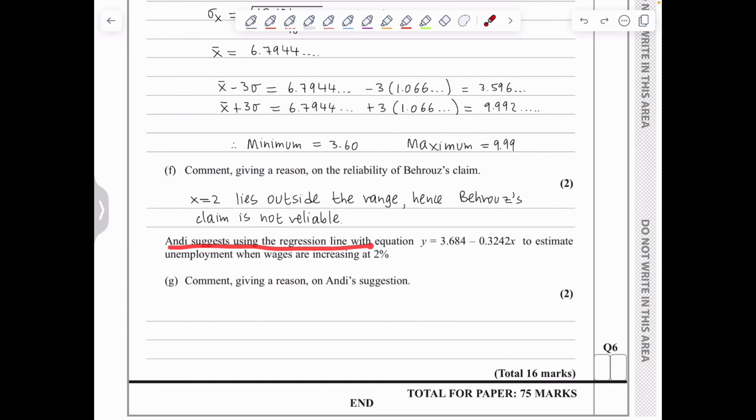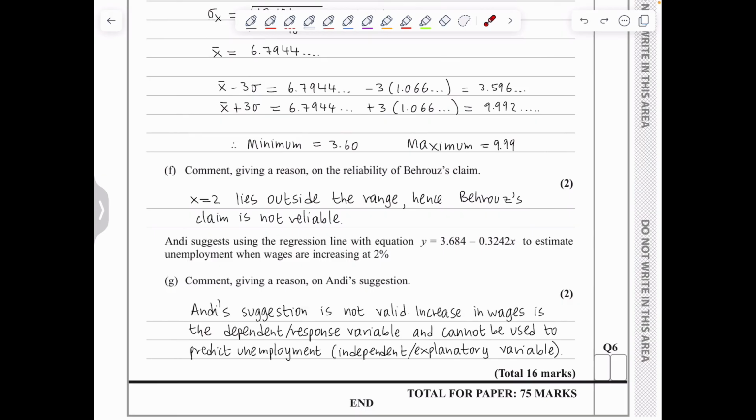Then Andy suggests that we use the same regression line to estimate unemployment when wages are increasing at 2%. Well, this given regression line can be used to estimate y when we know x. x is the independent, the explanatory variable. This is the unemployment in this case. And y is the dependent or response variable. And we always use the independent to predict, to forecast the dependent and not the other way around. Therefore, we conclude that the suggestion is not valid because the increase in wages is the dependent or response variable, and this cannot be used to predict unemployment.